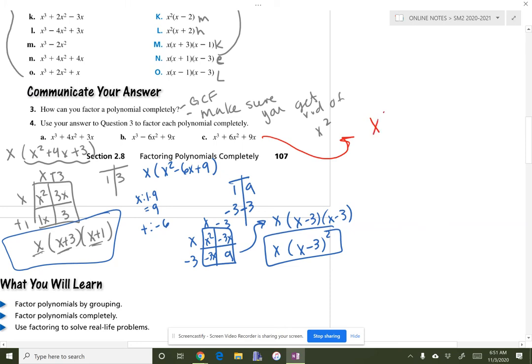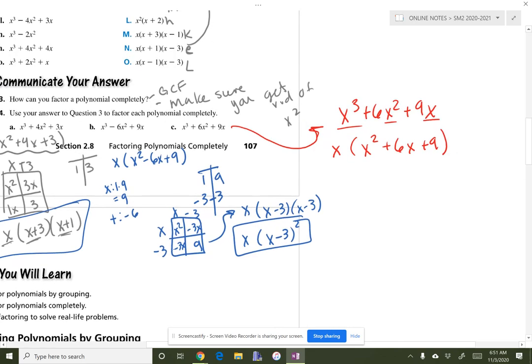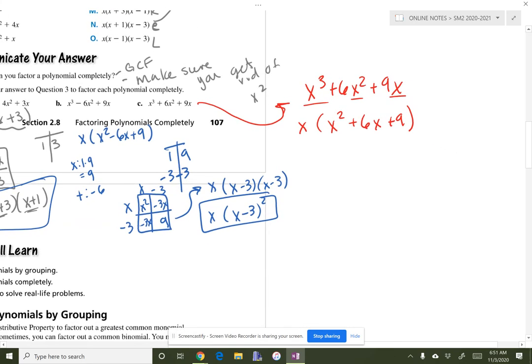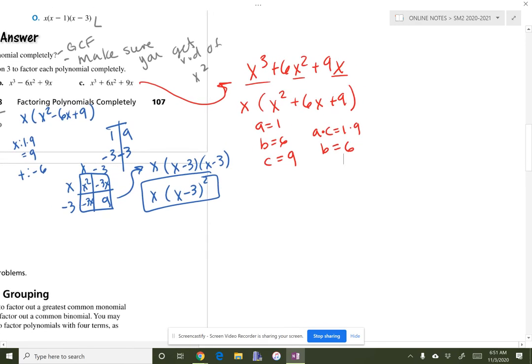Okay, and then the last one, the same process, just if you need to see it one more time. I have x cubed plus 6x squared plus 9x. I take an x out because they all have at least one x. And when I do that, I just have x squared plus 6x plus 9. And I go, okay. And you can even go back. I've got in the bad habit, but A equals 1, B equals 6, C equals 9. And I go, okay, A times C is 1 times 9, and B is 6. So it multiplies to 9 and adds to 6.